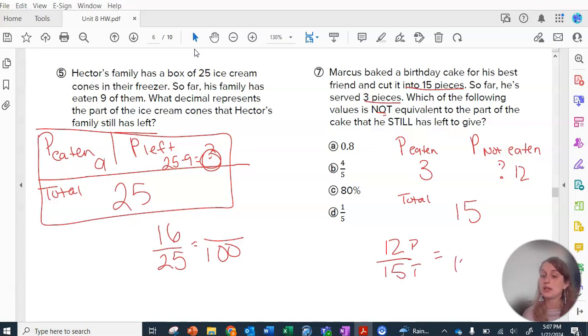So maybe you want to make it a percent. Check out if that 80% is true or false. Maybe you want to simplify 12/15ths. Check on that 4/5 versus that 1/5. Maybe you want to divide 12 divided by 15 and check on that 0.8. However you do it, 3 of them are equivalent to this, and you don't want to pick those. You want to pick the one where you're like, that's not right.